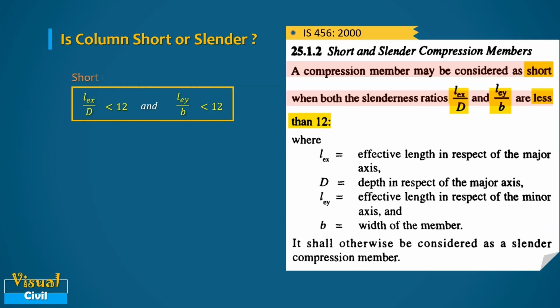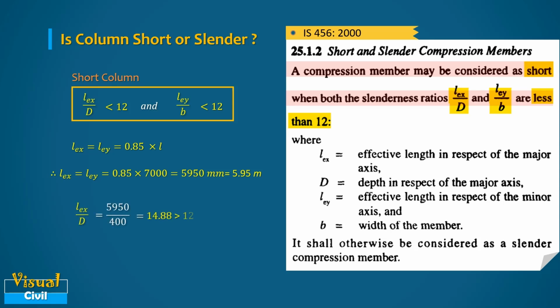Using the given effective length ratio of 0.85 in both directions, we find that the effective length about the major and minor axis is equal to 5.95 meter. Now, calculating LEX by D, we get 14.88 and for LEY by B, it is 19.83. Since both slenderness ratios exceed 12, this column is classified as long or slender.